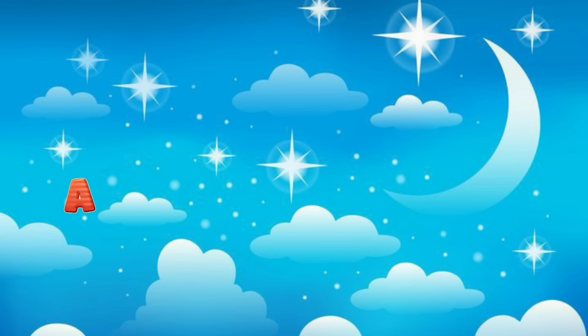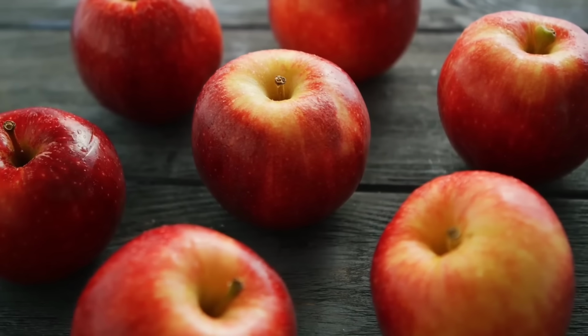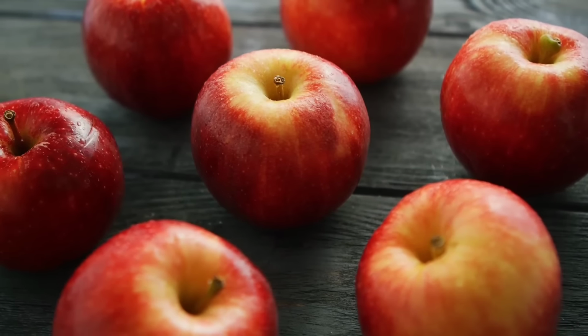A is for apple. A, a, apple. B is for baby. B, b, baby. C is for candy.